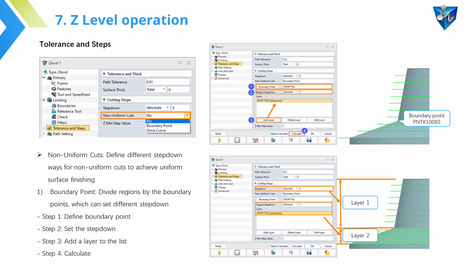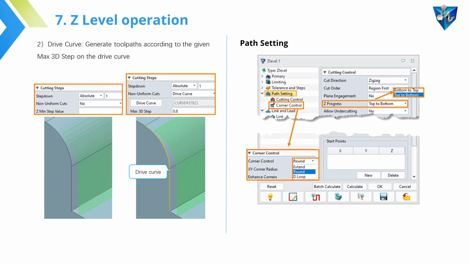For the tolerance and steps, non-uniform cuts is to define the different step down for non-uniform cut to achieve uniform surface finishing. It has 3 options. No means turn the option off. Boundary point, if you define the regions by the boundary points, which can set different step down value. And drive curve will generate the toolpath according to the given max 3D step on the drive curve. We will explain more in ZW3D.